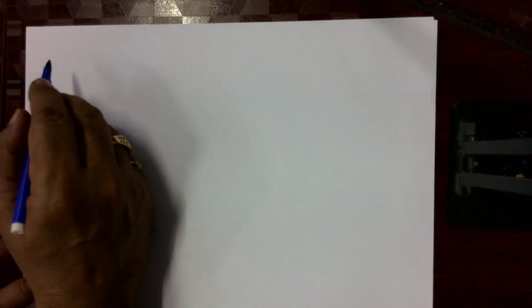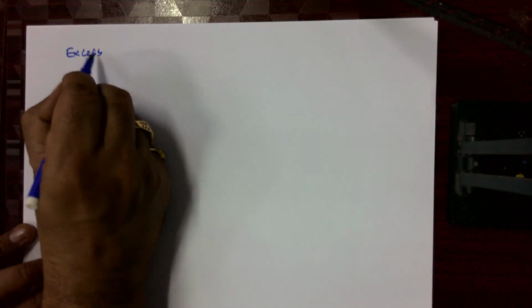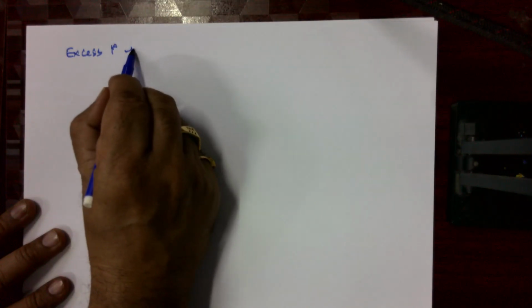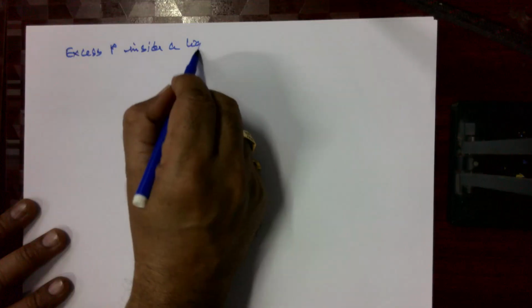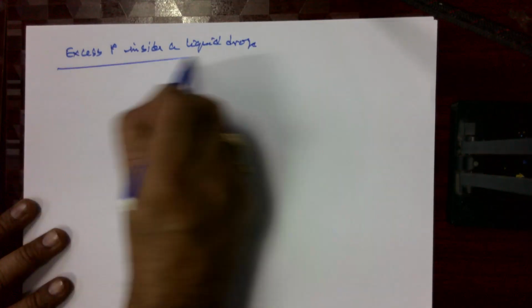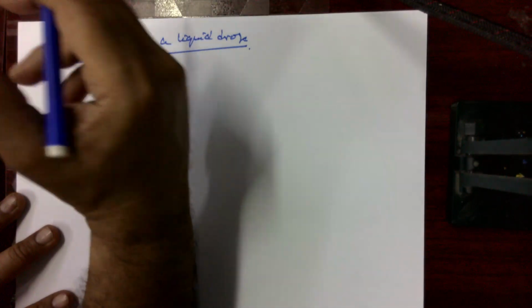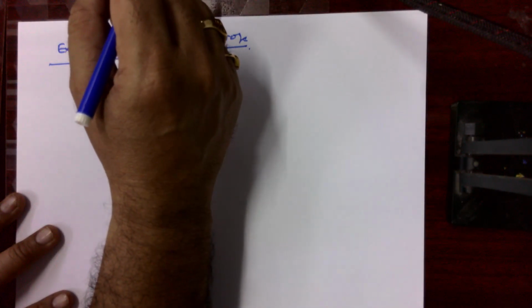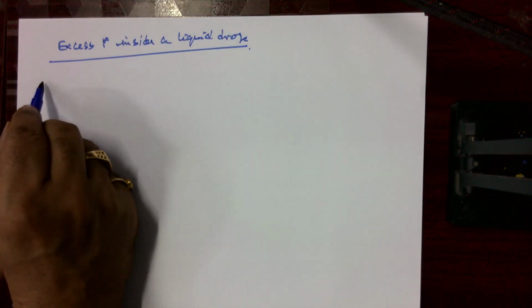Excess pressure inside a liquid flows. Due to surface tension, a drop or a bubble tends to contract, right?